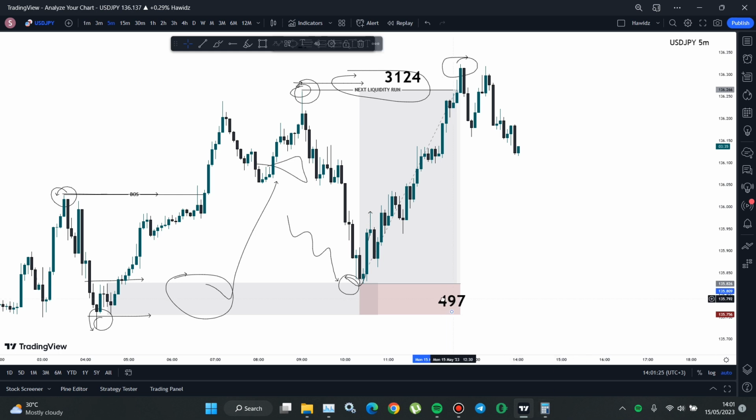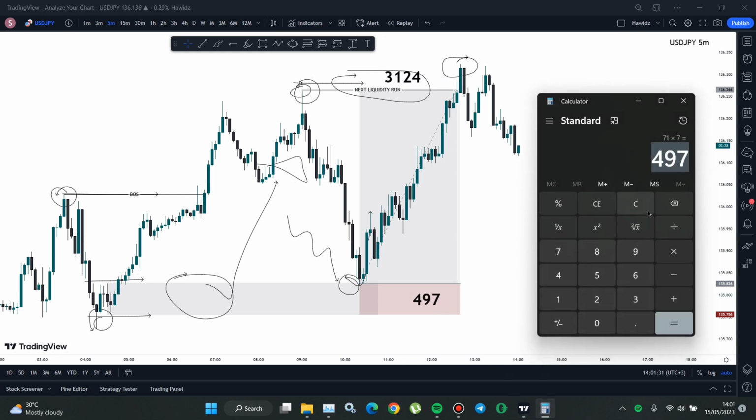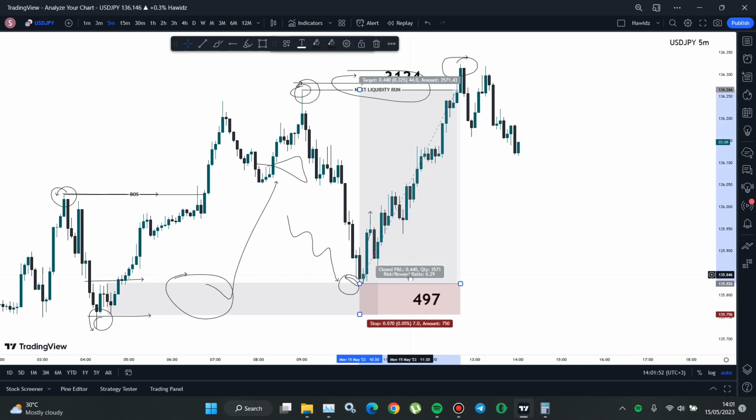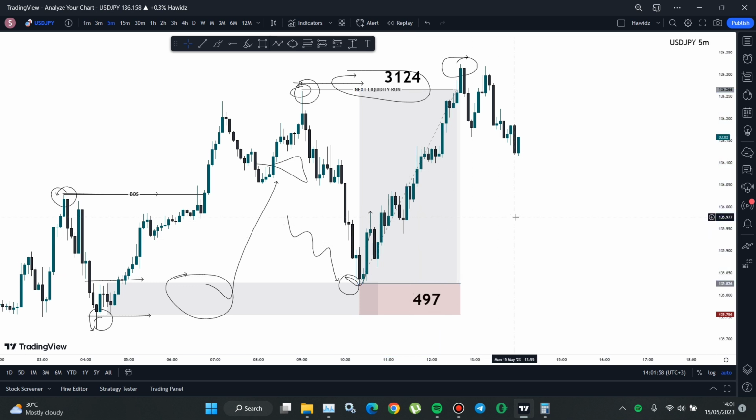Now, if you want to prove that these calculations are correct, you could just divide 3,124 by 497, and you would get 6.28, almost 6.29. So 6.29 RR. And if we tap our trade, you can see here the risk reward ratio is 6.29 RR. So there you have it, guys. That's how you calculate your lot sizes and avoid messing things up with your account.